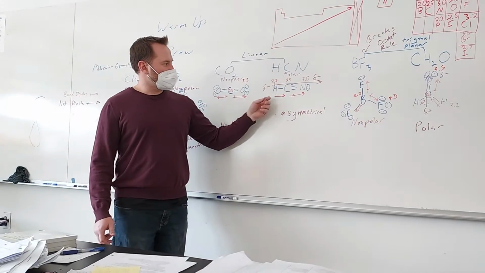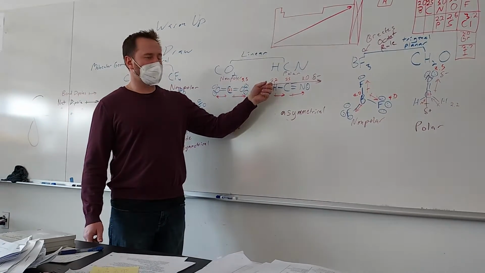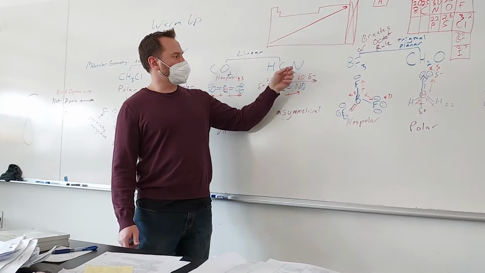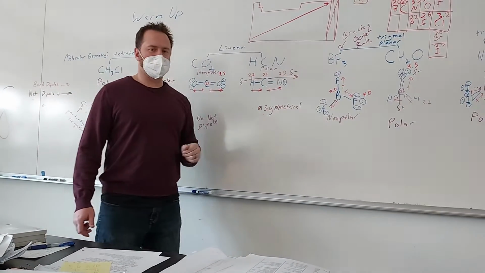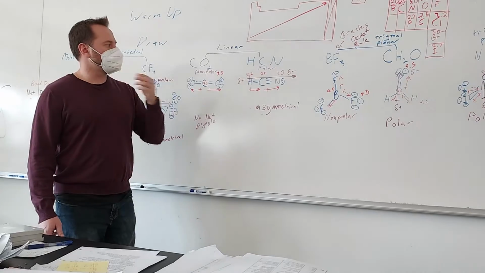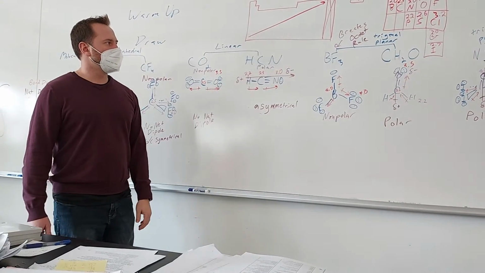Whereas HCN, hydrogen, has a lower electronegativity than carbon, which has a lower electronegativity than nitrogen. The electrons all flow towards the nitrogen end, making that end partially negative, hydrogen partially positive.